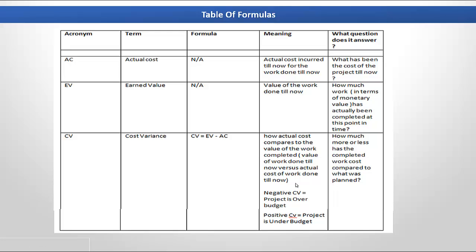The term cost variance can tell you how actual cost compares to the value of the work completed on the project. Or in other words, it can tell you the value of the work done till now versus the actual cost of the work done till now on the project. Or in other words, you could say that it refers to the value of the work done up until a particular point in time on the project versus the actual cost of the work done up until a particular point in time on the project.